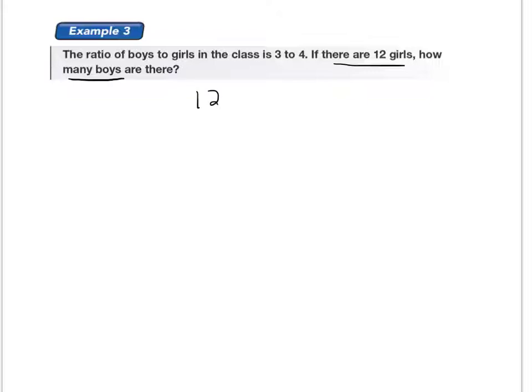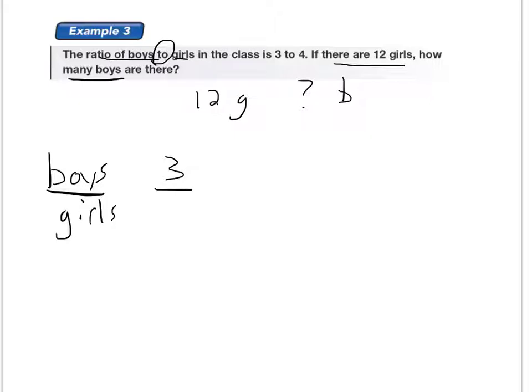So we know there are 12 girls, and we want to know how many boys. We also know this, that the ratio of boys to girls, now remember we talked about ratios, and the magic word "to" means boys come first. The ratio of boys to girls is 3 to 4. And I know there's 12 girls in the class, so look at this.